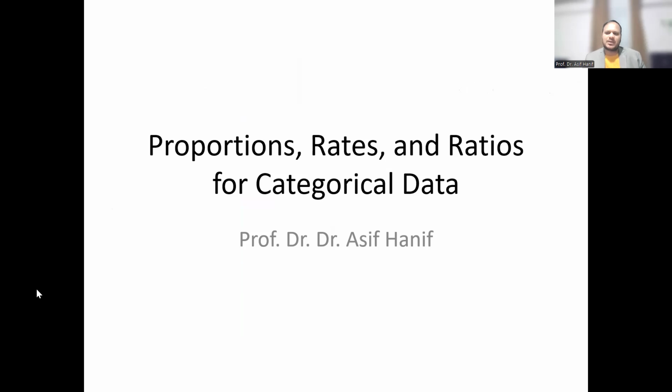So let's make a question: can proportions, rates, and ratios be used for quantitative data as well? No, they are only for categorical data or qualitative data. So what is the difference between proportion, rates, and ratio? You have to learn yourself. It is just like self-learning. So consider it self-learning and you can learn what the difference is. And you can also tell me or put it on the portal.